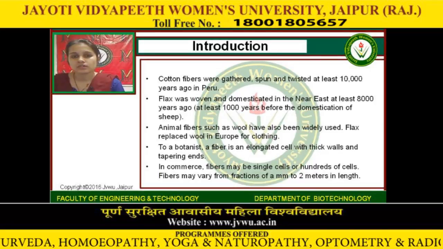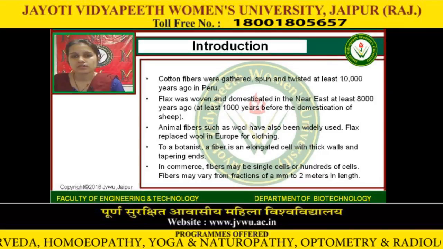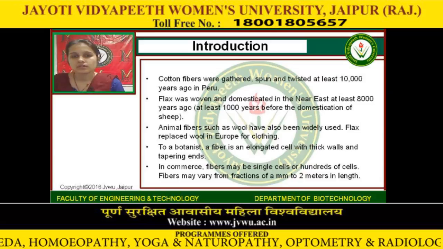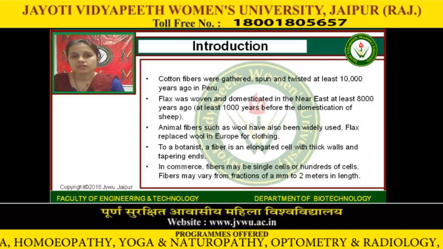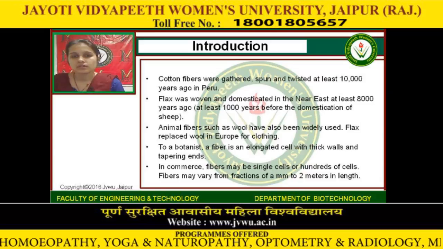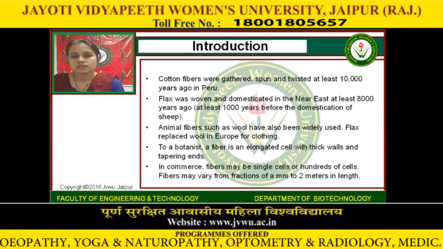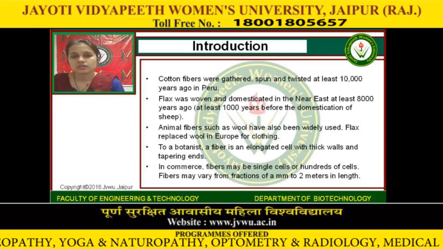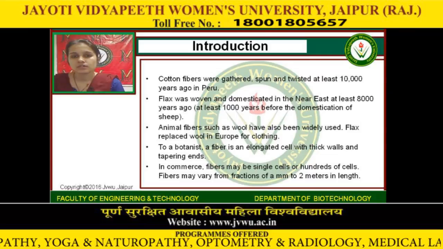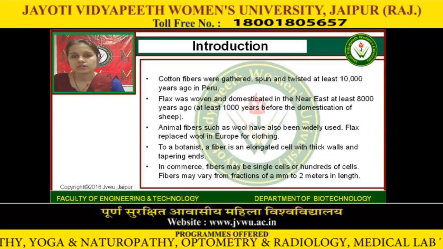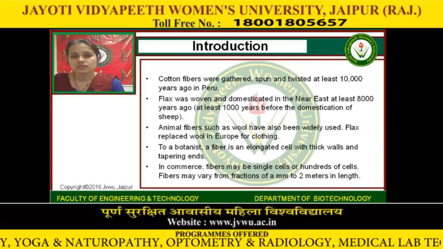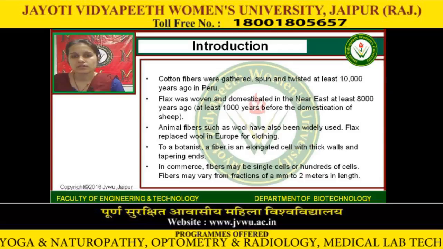Cotton fiber was gathered, spun and twisted at least 10,000 years ago in Peru. Flax was woven and domesticated in the Near East at least 8,000 years ago, at least 1,000 years before the domestication of the sheep. Animal fibers such as wool have also been widely used. Flax replaced wool in Europe for clothing.